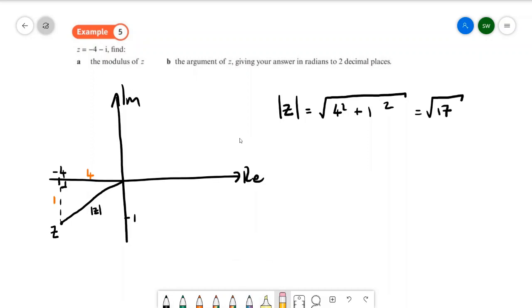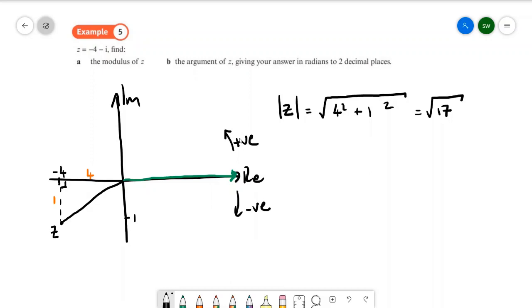Well, we also need to find out the argument. So remember, we start measuring the argument. This is our 0 angle along that line. And we need to say, well, what angle do I need to spin from that green line to get to this black line for Z? Let me just put in the direction. That's a positive direction, that's a negative direction.